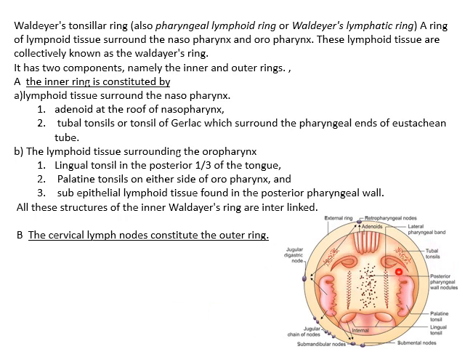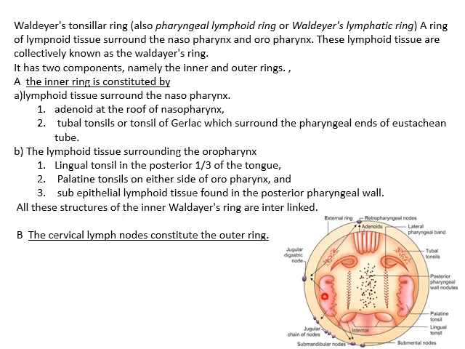So collectively, if we start from anteriorly: lingual tonsil, palatine tonsil, tubal tonsil, adenoids. Adenoids, tubal tonsil, palatine tonsil, lingual tonsil. They form one ring on both sides collectively, and they are interlinked to each other because there is scattered lymphoid tissue present in between also. So they are all interlinked.